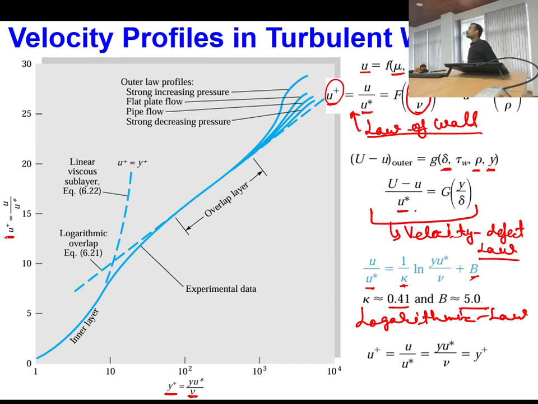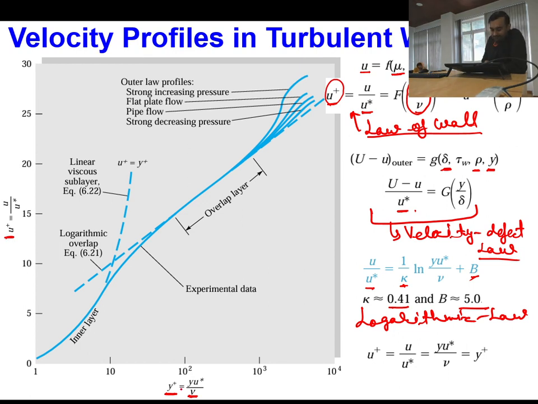Sir, in the velocity defect law, what is the meaning of capital U? Capital U is the free stream velocity, which is outside the boundary layer. It is the constant value of velocity, because outside the boundary layer your flow is inviscid. If the flow is inviscid, then you will not have any variation in the velocity. It will be some unique value of velocity. So that is capital U.